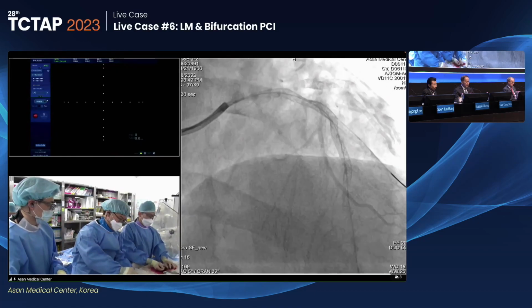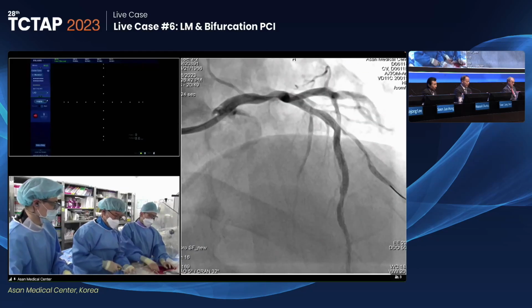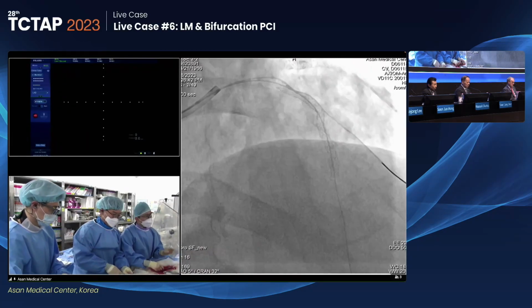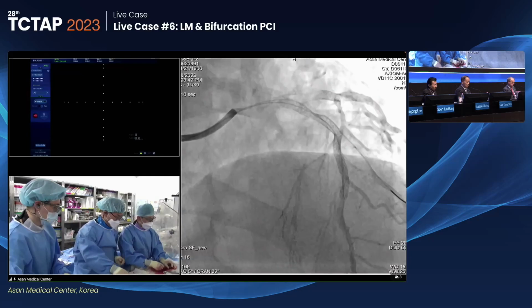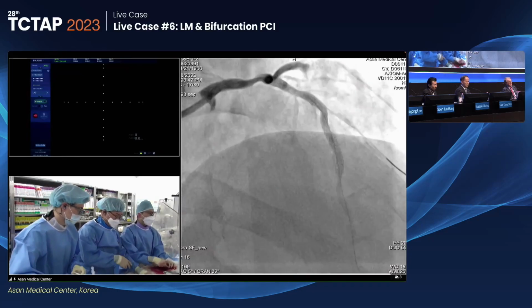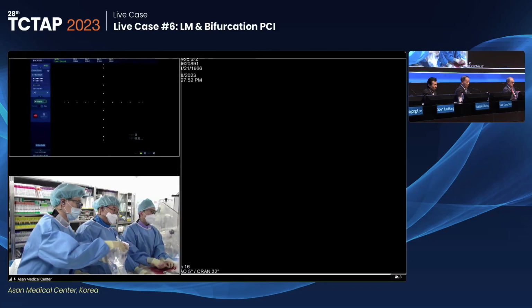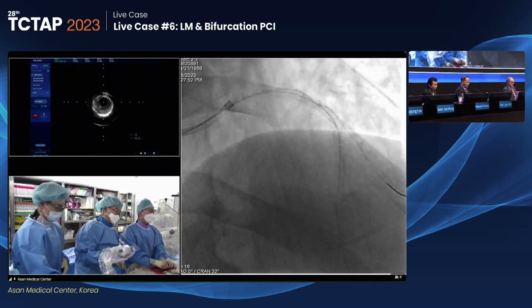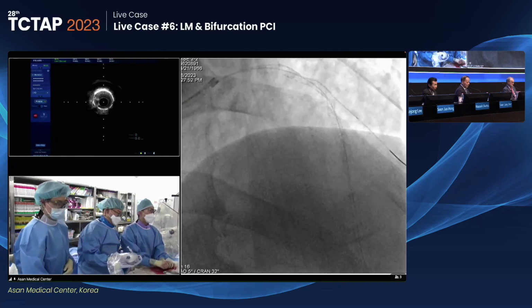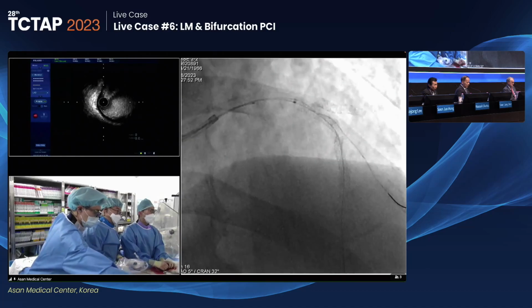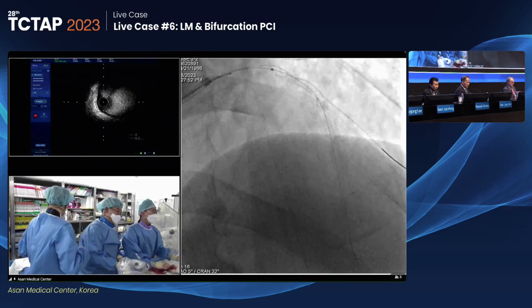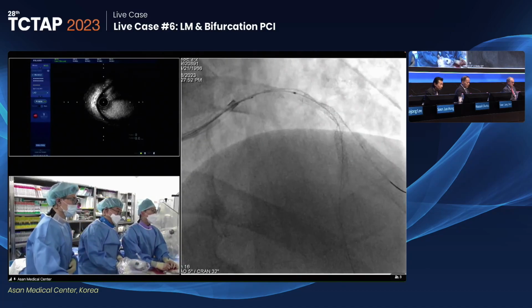So what's the NC balloon size? Oh, I will use 3.0 for distal, and we'll apply a bigger balloon for proximal. Okay. Let's see. Proximal size was more than 3.5. There was some angiographic haziness. Okay. Wire kinking.